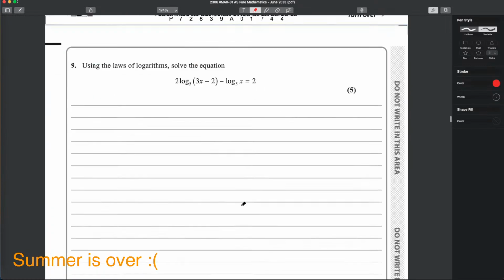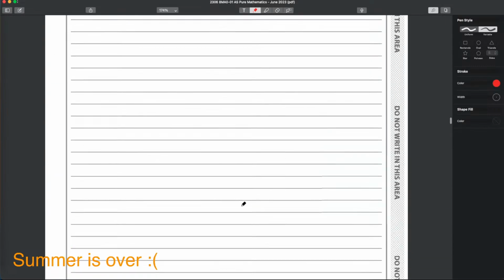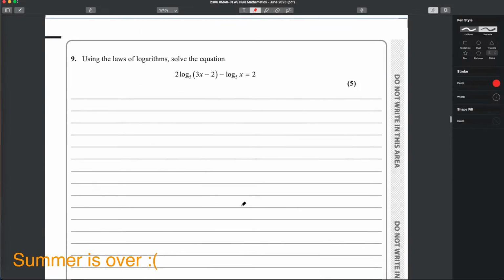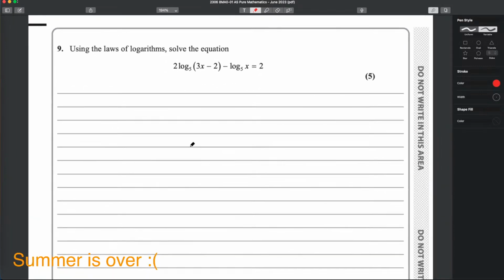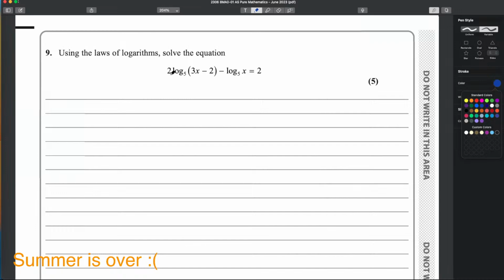Alright. Next one. Wait, did I skip a question? Question 9. Oh, I nearly missed this one. Using the laws of logarithms, solve the equation 2 log base 5 of 3x minus log base 5 of x equals 2. Huh? Logs? Who likes logs?